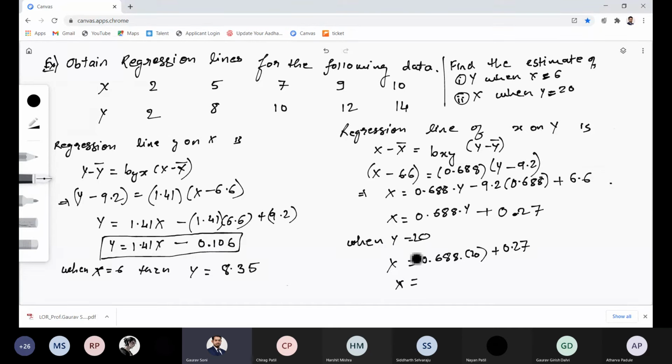The value of x is 14.03. Okay. Next example.